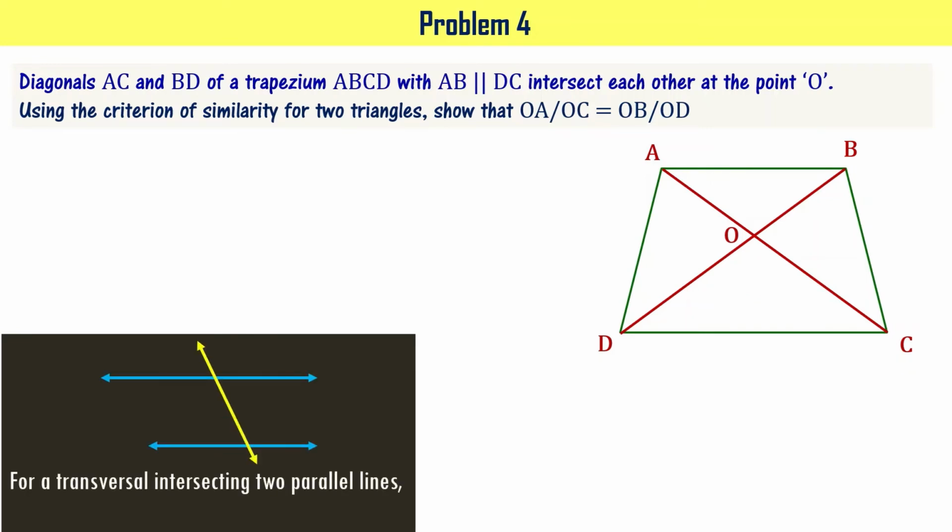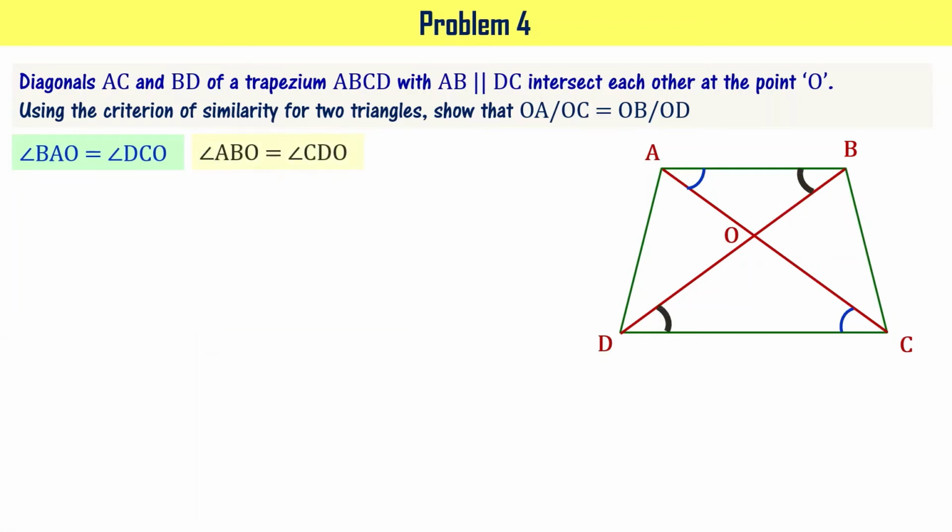For a transversal intersecting two parallel lines, we know that alternate interior angles are equal. Let's apply this concept here. The parallel lines are AB and CD. Now if I consider the diagonal AC, then the alternate interior angles are going to be angle BAO and angle DCO. They are equal. That's what I have written and marked using blue color arcs in the figure. Another pair of alternate interior angles are angle ABO and angle CDO. Those are shown using black color arcs in the figure.